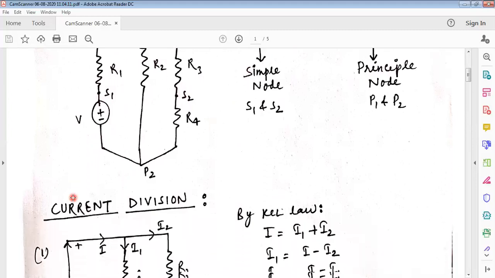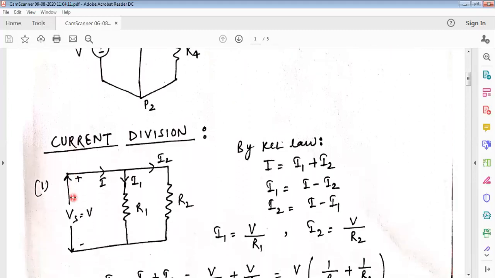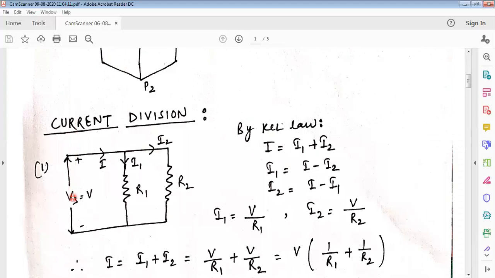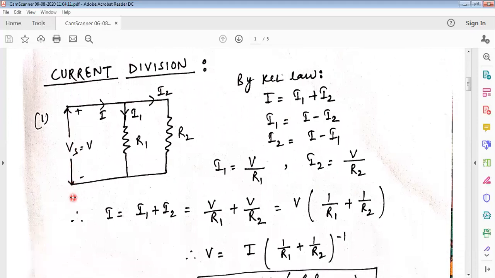Now let's see the current division rule, because we have already seen Kirchhoff's current law. What is the current division rule? The current division rule states that the current in any of the parallel branches is equal to the ratio of the opposite branch resistance to the total resistance multiplied by the total current.